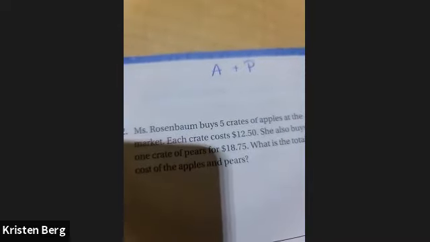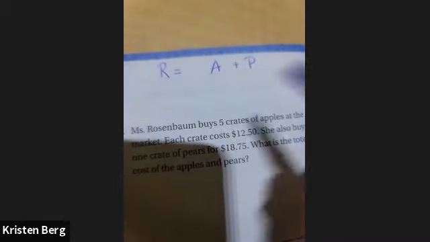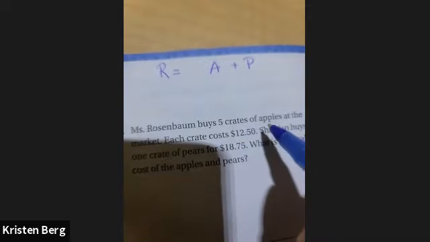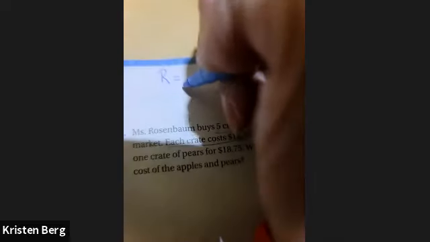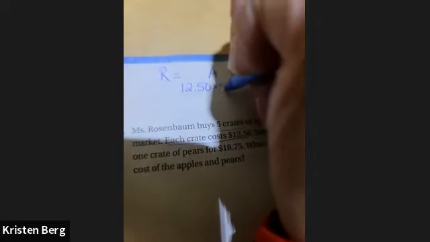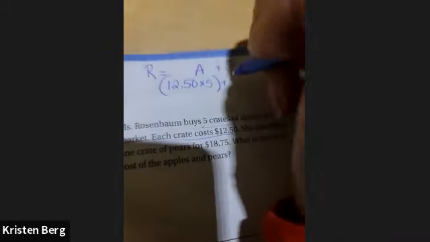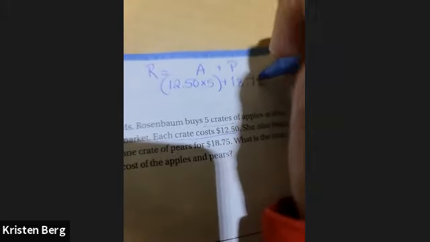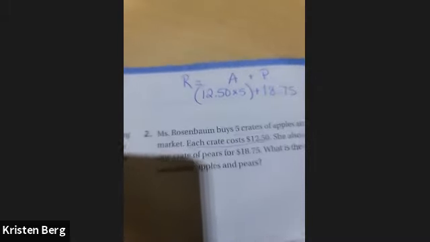So we can say she bought apples plus pears. So this is what she did. Mrs. Rosenbaum went and bought apples plus pears. So how much was the apples? Well, she bought 5 crates, and 1 crate was $12.50. So $12.50 for 1, but she's not just buying 1, she's buying 5. So we're going to times that by 5. Plus, how much for the pears? It was $18.75.